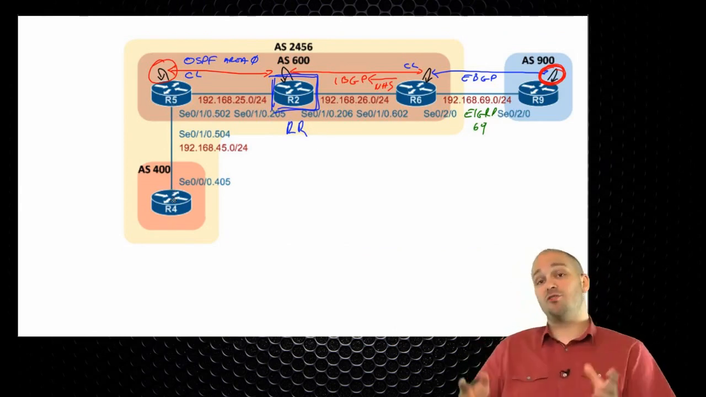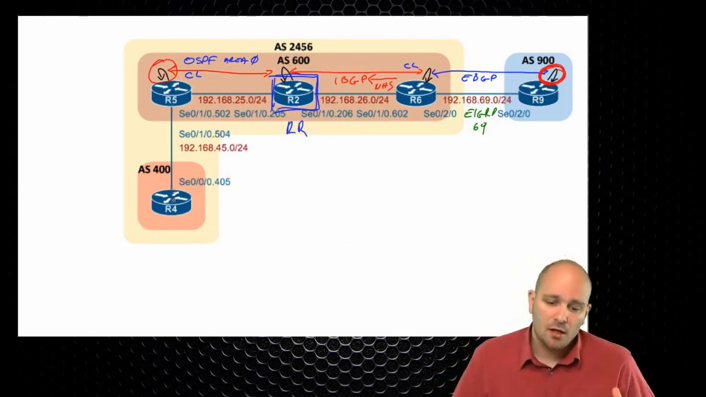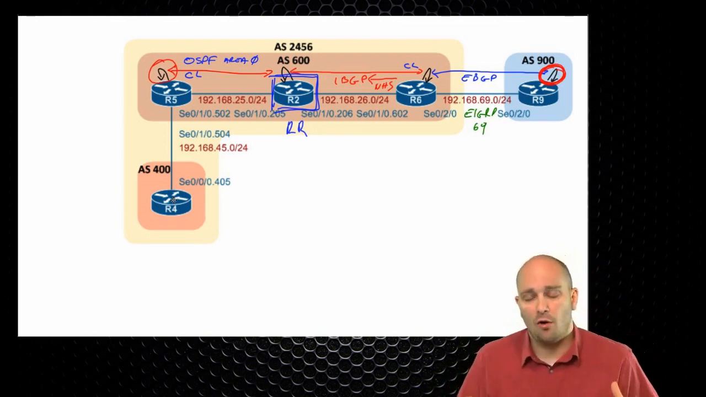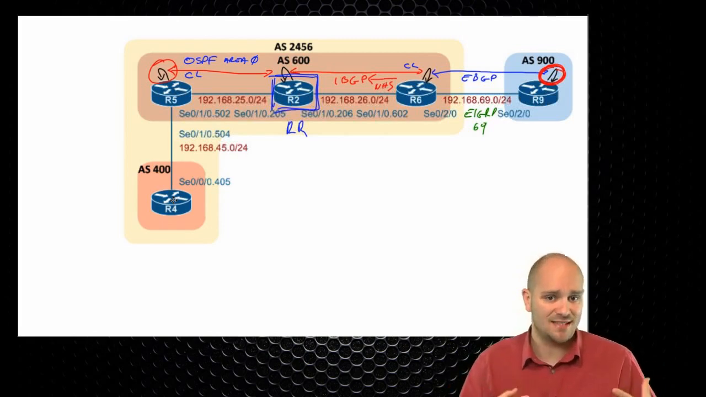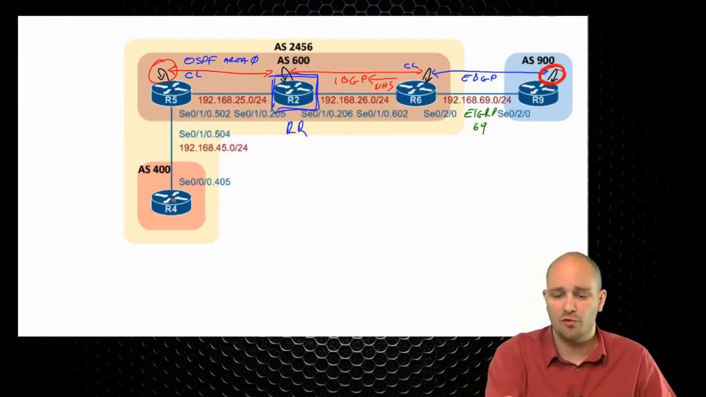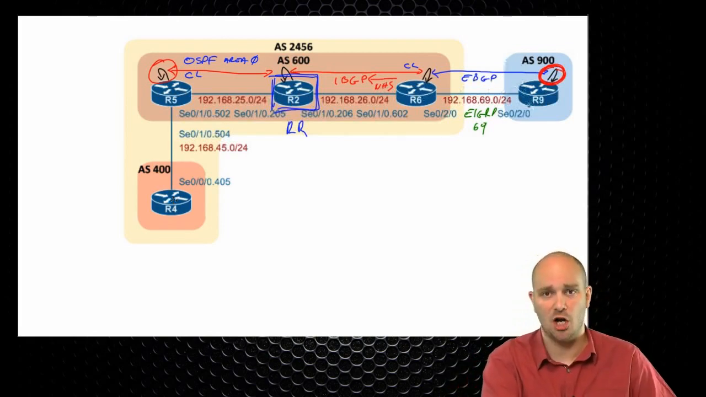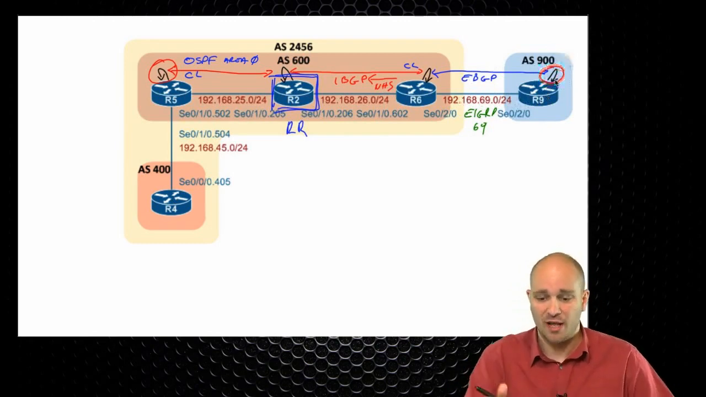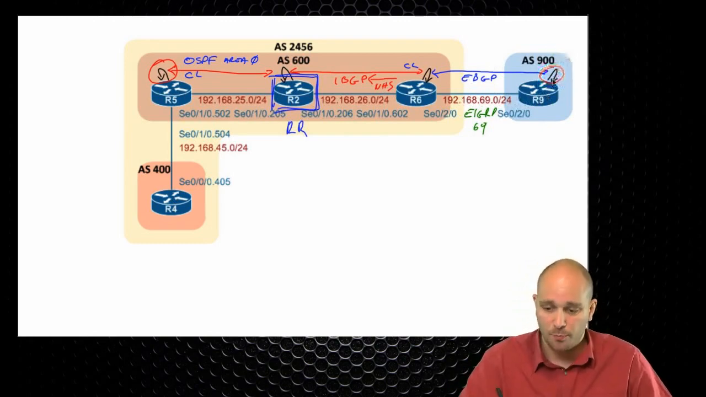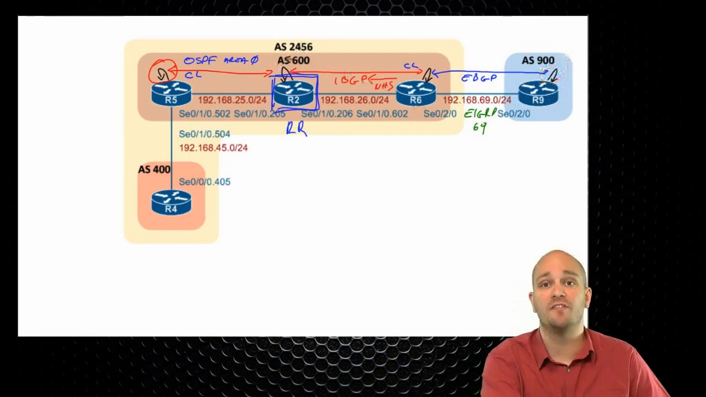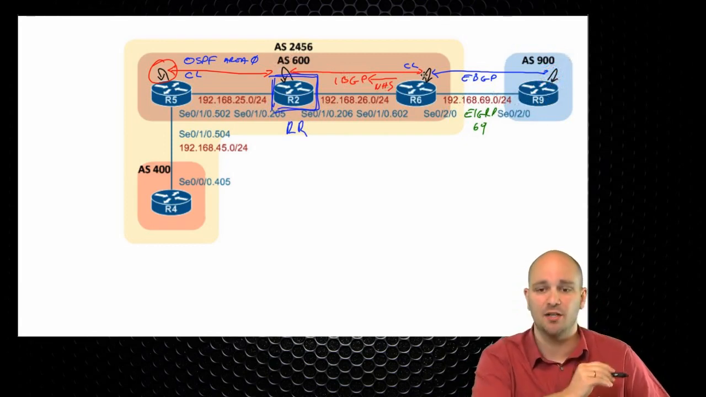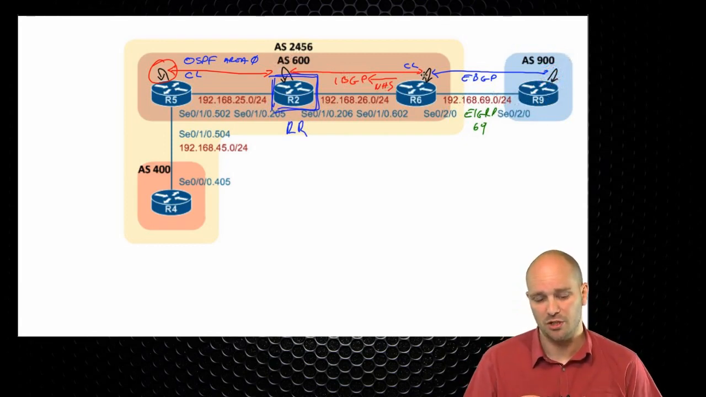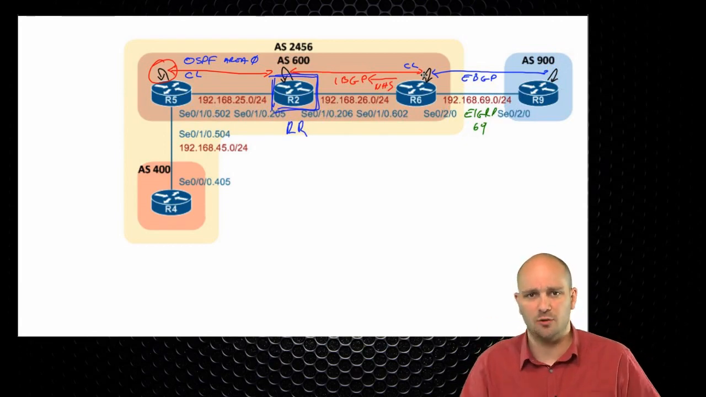So now this illustrates one more thing. This illustrates the value of actually reading ahead in the lab. If you had known that this task is coming up ahead, you would not have created this peering between R6 and R9 in such a way that R9 actually peers with AS600, because R9 now actually needs to peer with AS2456, because AS900 is not part of our confederation. But anyways, we're going to change that when the time comes.